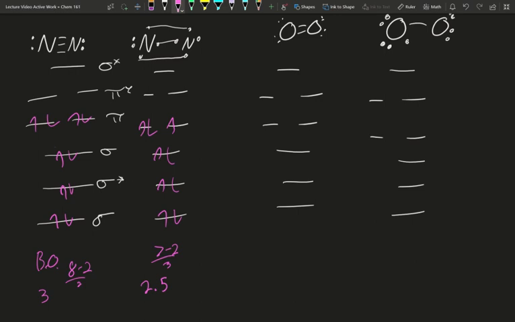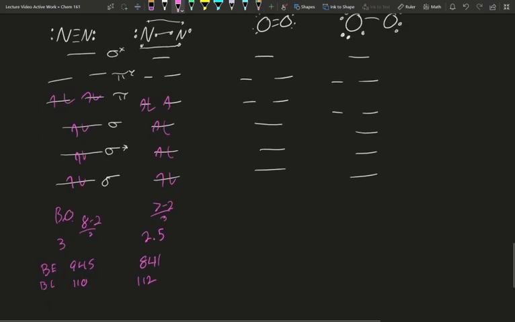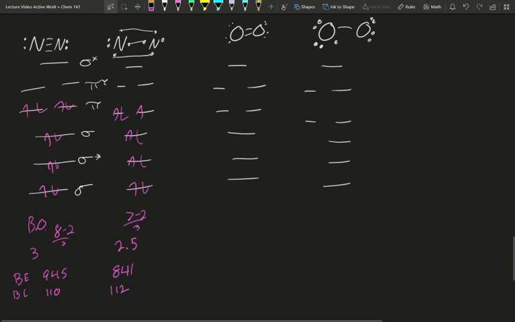And what we find if we actually look at it, it's a nice table on 461 in the book, is dinitrogen's bond energy and bond length, 945 kilojoules per mole and 110 picometers, compared to the cation of 841 kilojoules and 112 picometers. What we see is that we have a weaker bond. I have less electrons holding it together, so the bond has gotten weaker.